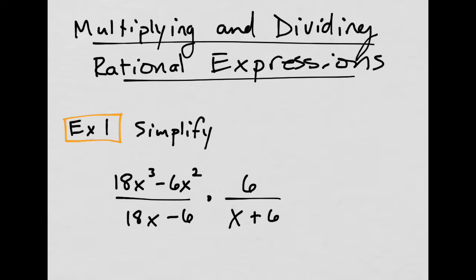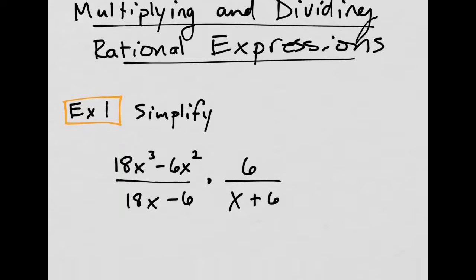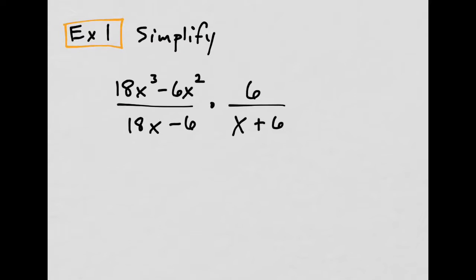So here we're looking at simplifying, but we have multiplication. Multiplication? What do we do with that? It's actually the same as what we were doing before. This is the same thing as this. The first thing that we can do is factor if we can. Factor and cancel if we can.